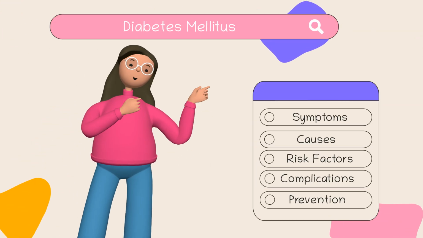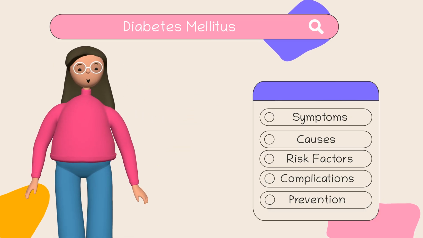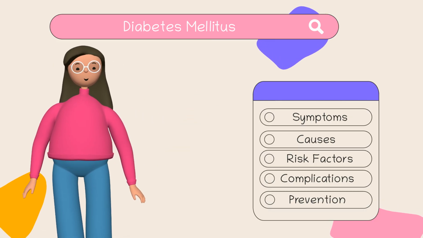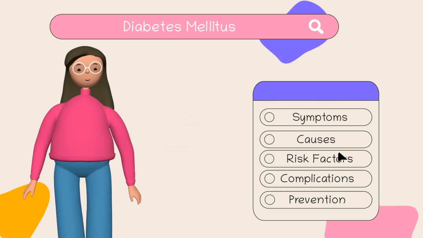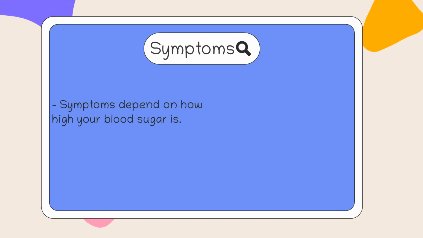Next, we need to know the symptoms, causes, risk factors, complications, and preventative steps to take for diabetes mellitus. Let's start with symptoms. Diabetes symptoms depend on how high your blood sugar is. Some people may not have symptoms.